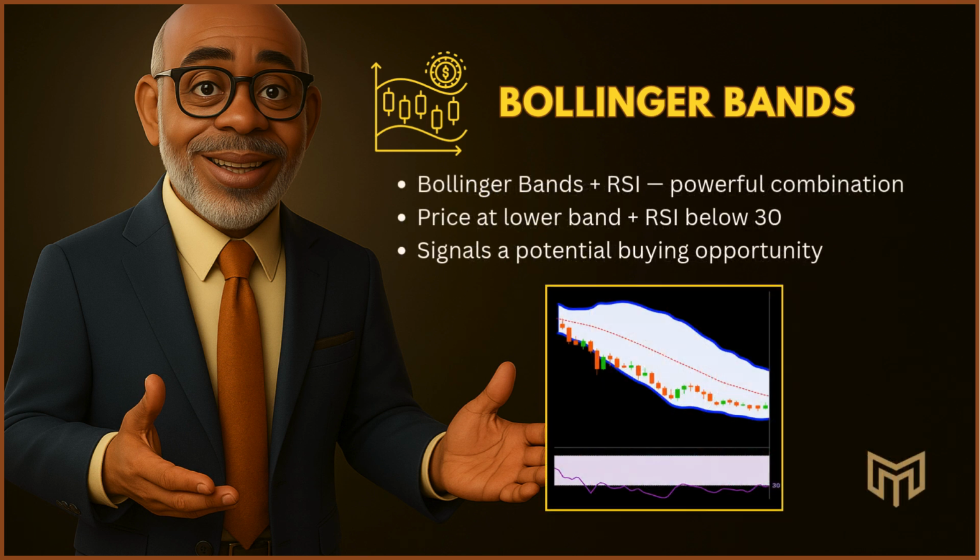The most disciplined traders use multiple tools working together before they commit to a move. For example, combining Bollinger Bands with the RSI provides a powerful confirmation tool. If price touches the lower Bollinger Band and the RSI is showing oversold conditions, below 30, that's two indicators telling you the same thing. That alignment signals a potential buying opportunity. One indicator is a hint. Two indicators in agreement is a signal worth paying attention to.